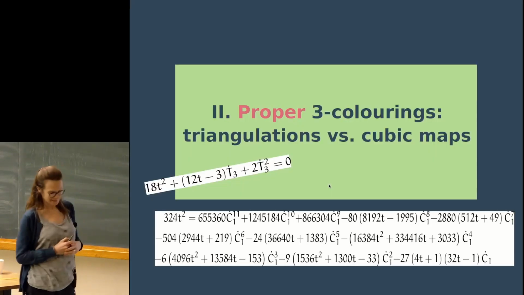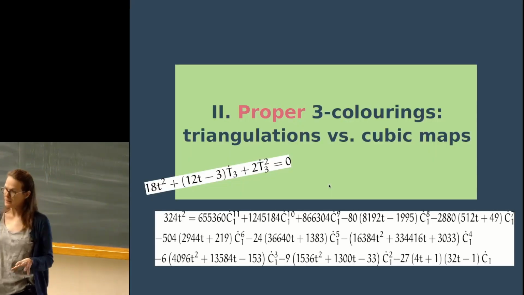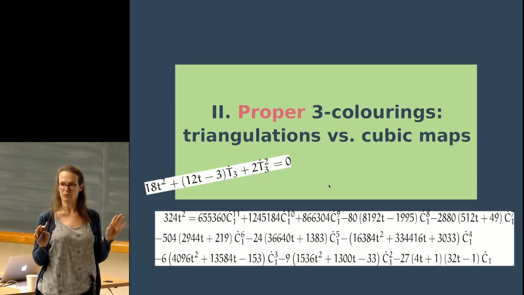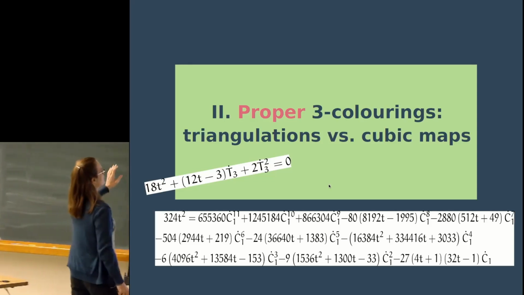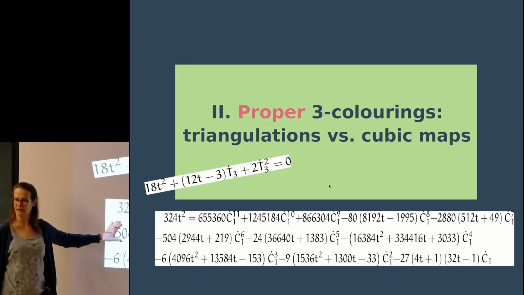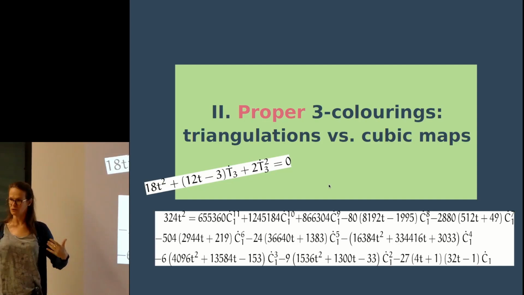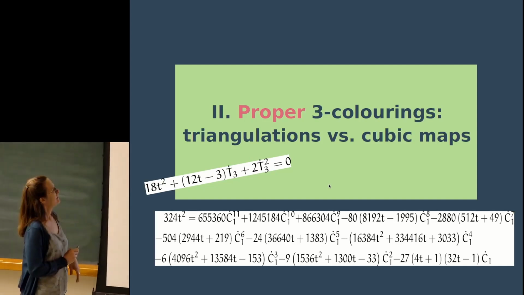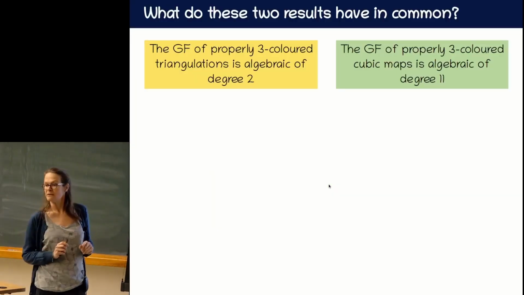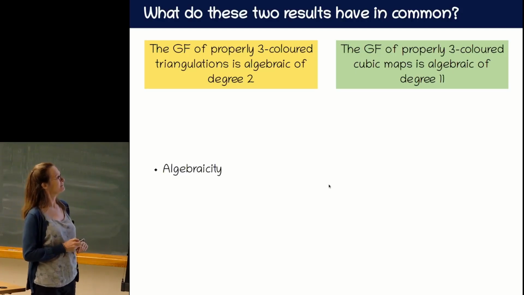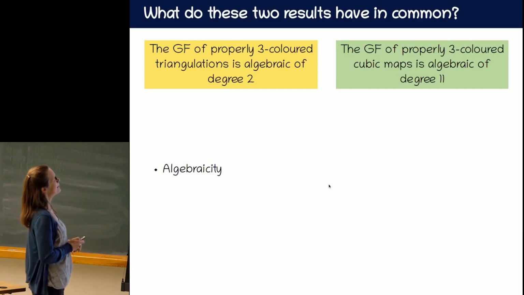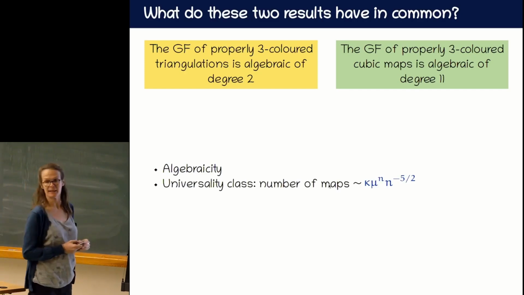Okay, so now I want to spend a bit of time. I will return to the initial problems with just proper colorings, not Potts, and for the easy class, triangulations, and for the harder class, cubic maps. And I will just try to compare them. So what do these two results have in common? Well, algebraicity, it's easy to say. And also the universality class.